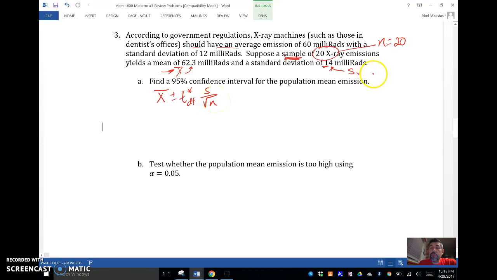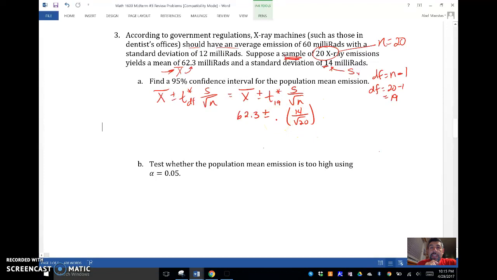So the first thing we need is the degrees of freedom. Degrees of freedom is n minus 1. So in this case, it's 20 minus 1, which is 19 degrees of freedom. So my confidence interval is X bar plus or minus T star with 19 degrees of freedom times S over root n. So let's plug in what we know. X bar is 62.3 plus or minus, and I'm going to find T star in just a second, 14 over root 20.